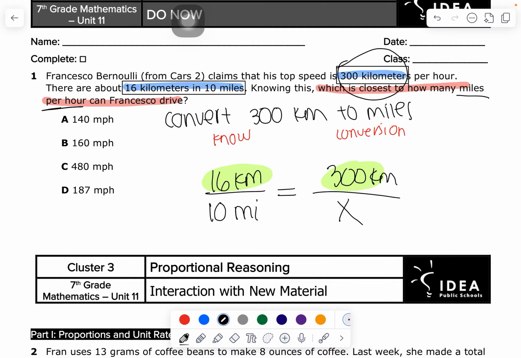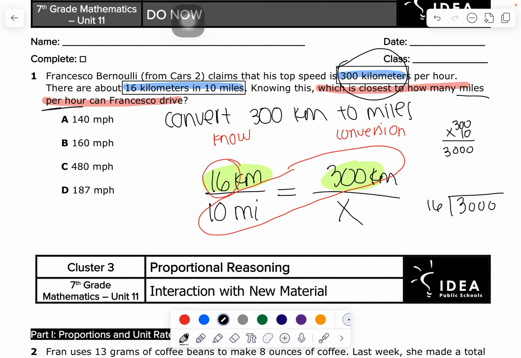Okay. Now, how do we solve for X? This is cross multiplication. If we don't have a value, we're going to cross multiply. And we cross multiply where we have two numbers. So we're going to cross multiply 300 by 10. And then we're going to divide by the number that's left, 16. So 3,000 divided by 16.